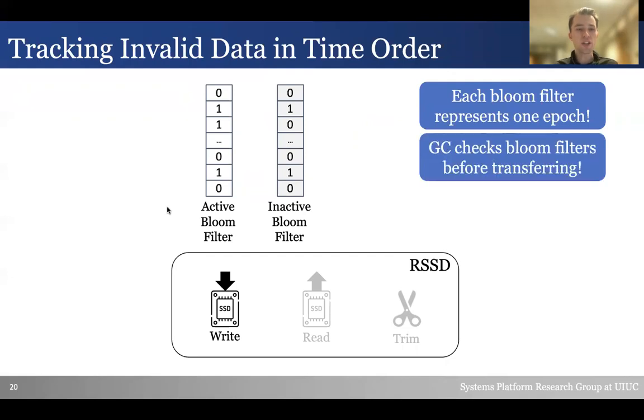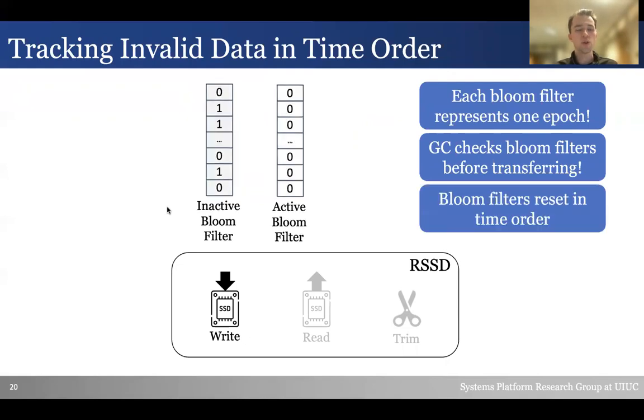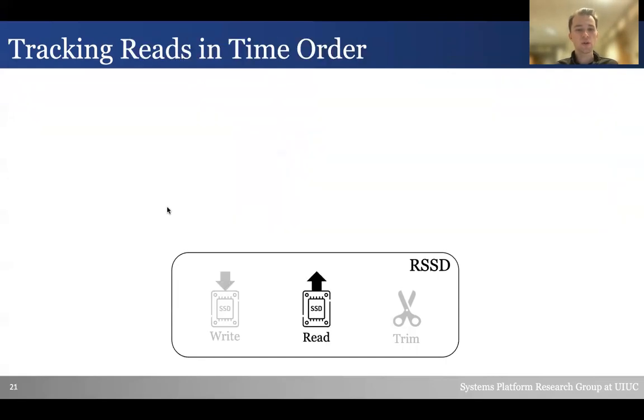When GC seeks to transfer a page, it checks all the Bloom filters before transferring. If it finds a page in any of the Bloom filters, it keeps the page locally for now. As the Bloom filter fills up, the active one becomes inactive, and the oldest inactive Bloom filter will be replaced with a new one. By resetting the oldest epoch, we free the oldest pages to be transferred by GC to remote servers.